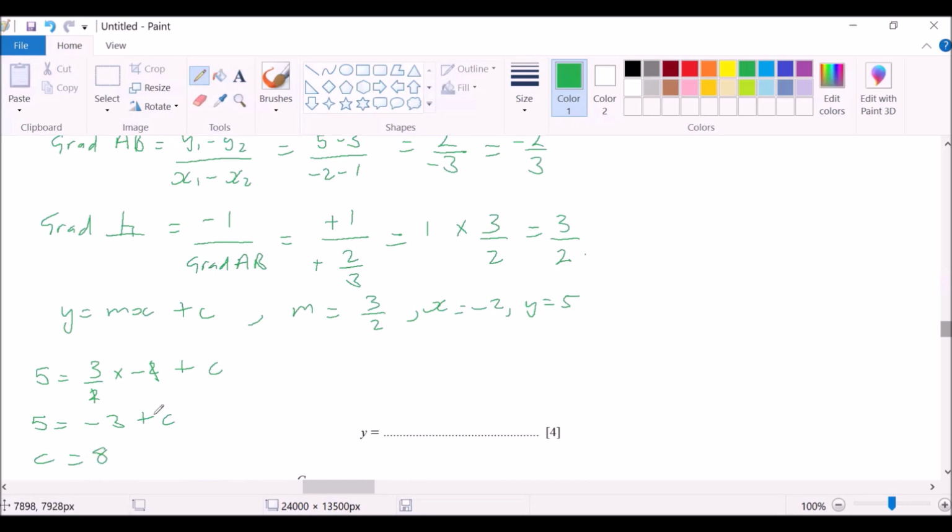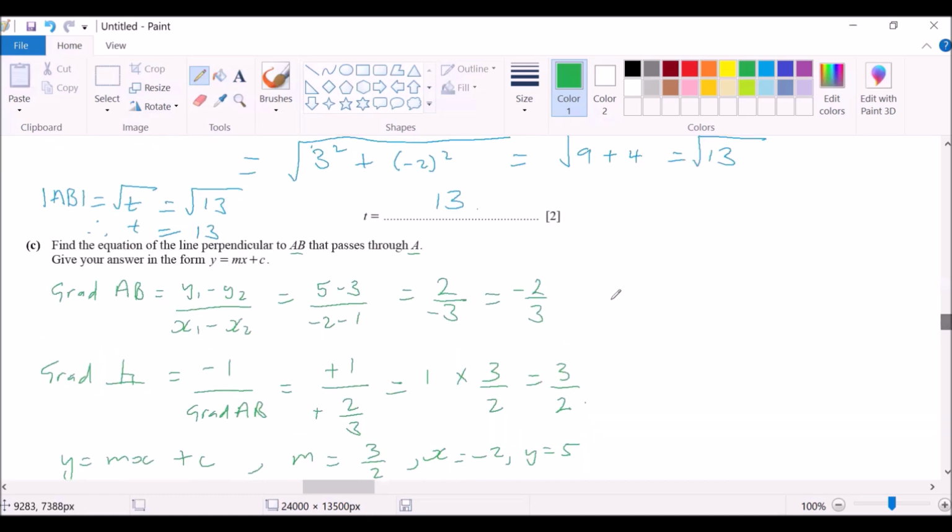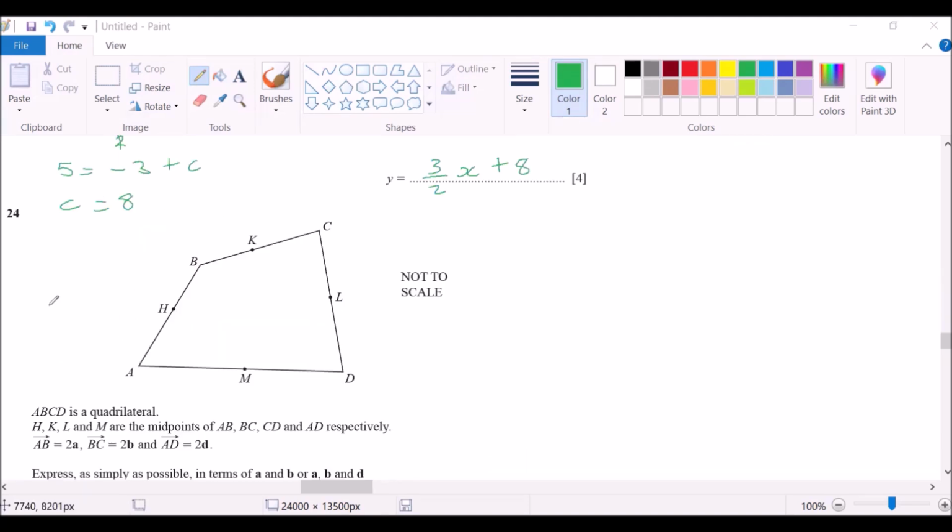So now we have our value for c. The equation becomes y is equal to, our m is 3 over 2, x, our c is plus 8. So our answer is y equals 3 over 2 x plus 8, the equation in the form y is equal to mx plus c. We go to question 24.